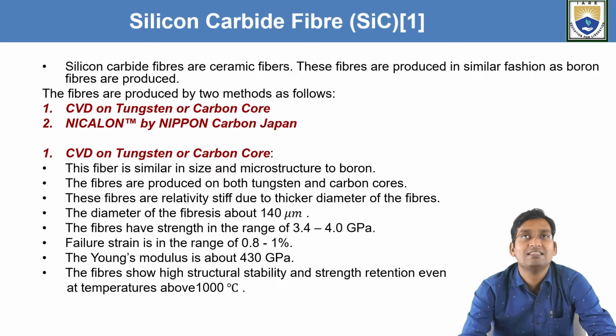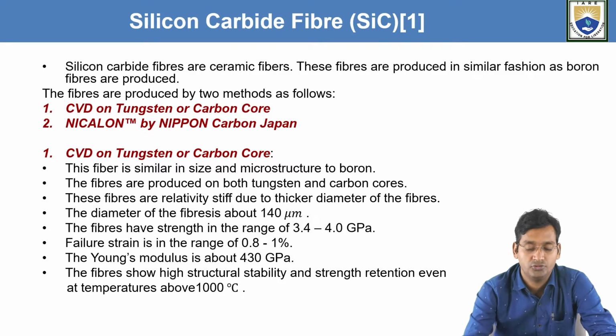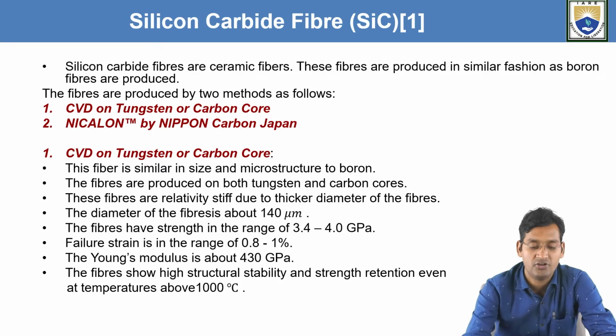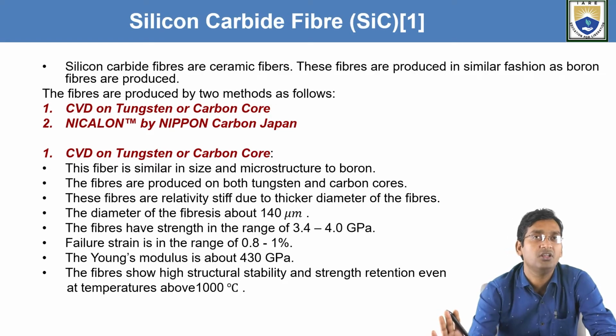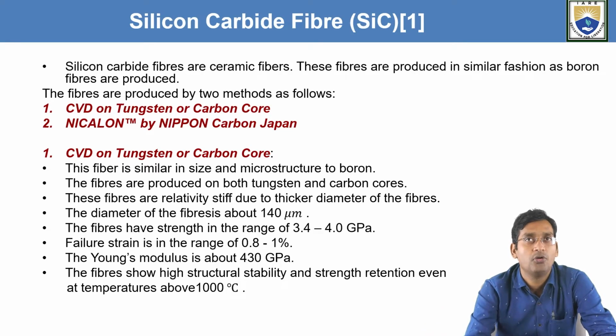Now next is silicon carbide fiber, that is SiC. Silicon carbide fibers are ceramic fibers. These fibers are produced in a similar fashion as boron fibers. The fibers are produced by two methods. First one is CVD on a tungsten or carbon core, as we already saw for boron. Here it is either tungsten or carbon, so either a tungsten core or a carbon core can be used.